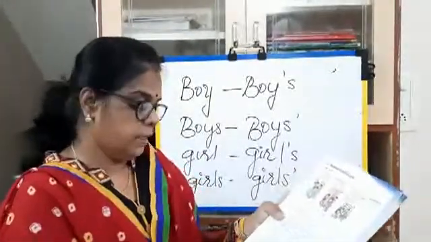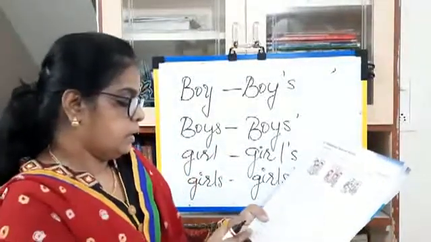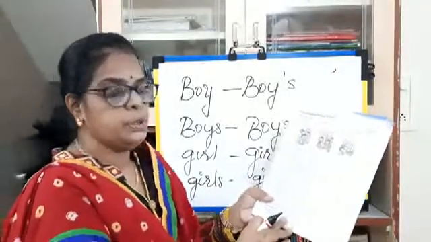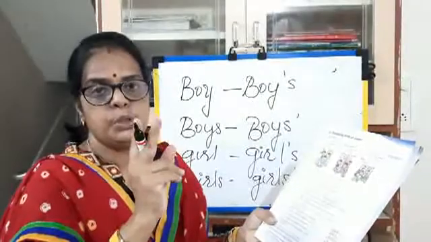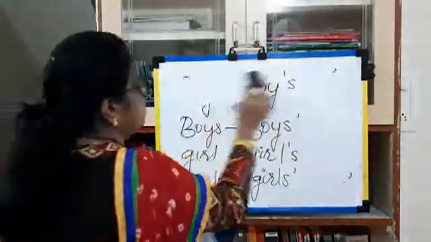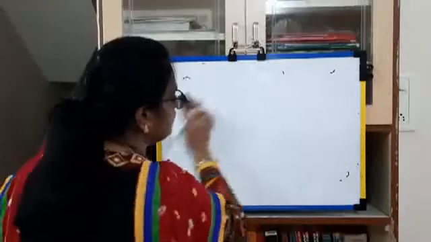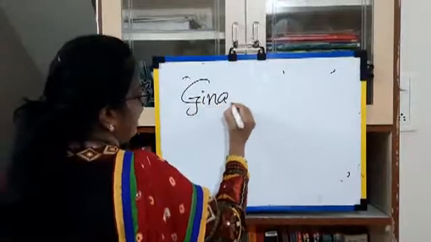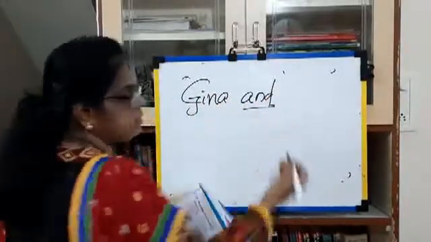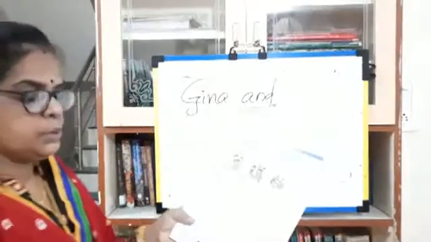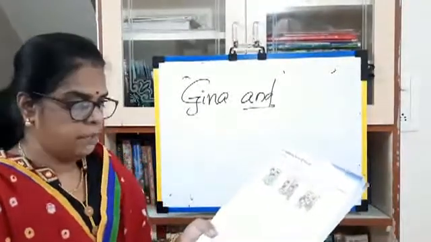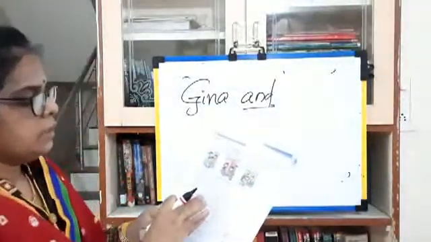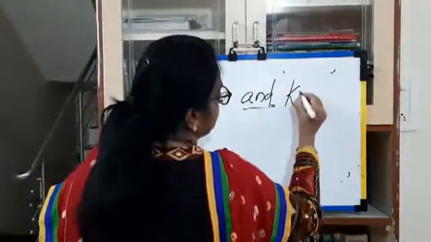Oh, one thing I forgot. See the last point: when two nouns are joined using "and." Two nouns using "and." Here it is, the first one, Gina. We use this when the two nouns are joined using "and," Gina and Kim. The second word is Kim.